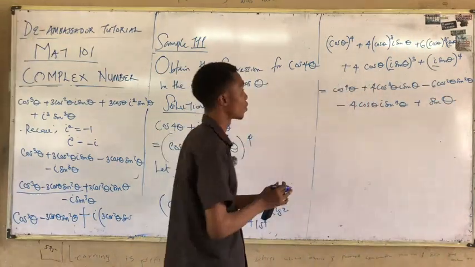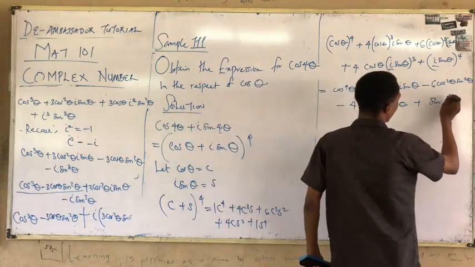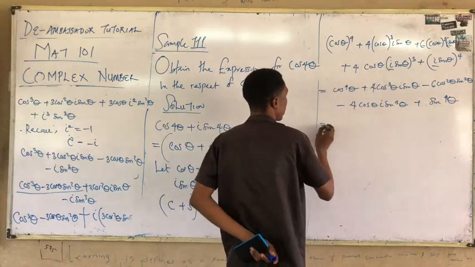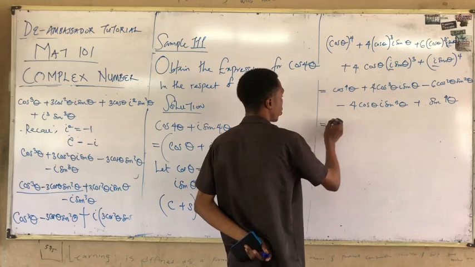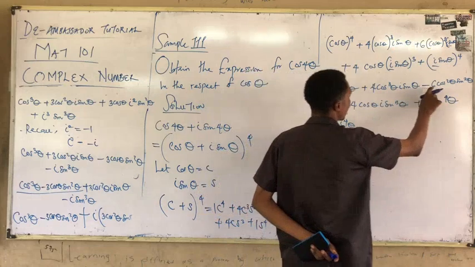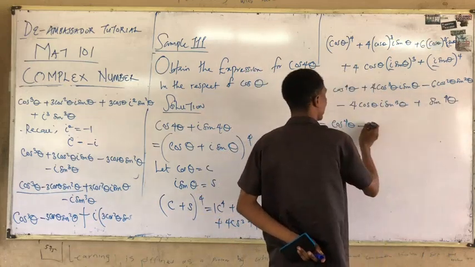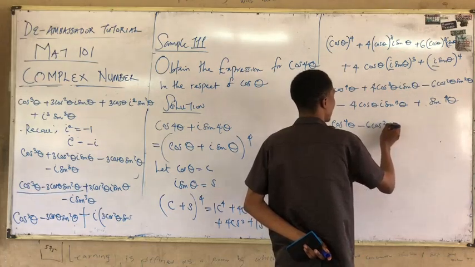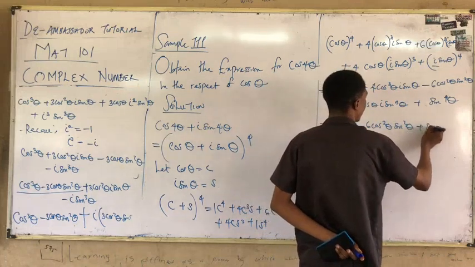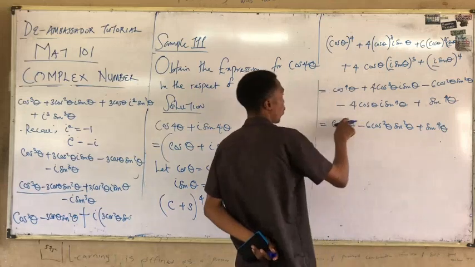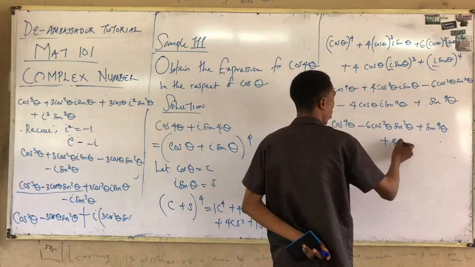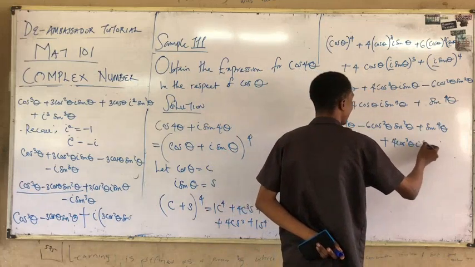Separate them. Sin 4 theta. When we separate them, what do we have? Look at it. Cos to the power 4 theta, there's no I here. Minus 6 cos square theta sin square theta plus sin 4 theta. Where there's I, these two, so that means plus 4 cos cubed theta I sine theta.